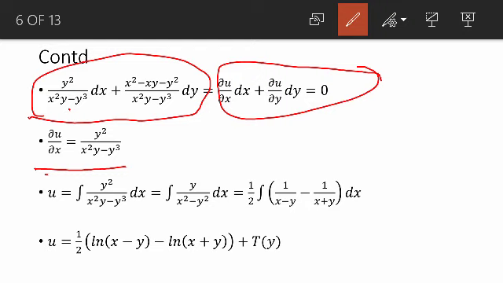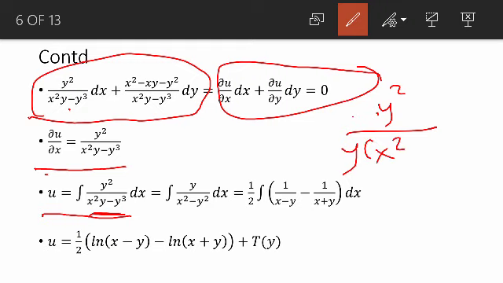Okay, when we make u the subject of the formula, it is going to be the integral of y squared over x squared y minus y cubed dx. Remember, we are integrating with respect to x. But first of all, you should know that y squared over x squared y minus y cubed can also be written as y squared over the denominator. There is a common factor, which is y, so you are left with x squared minus y squared. So you see y cancels y, and we are left with just y over x squared minus y squared.